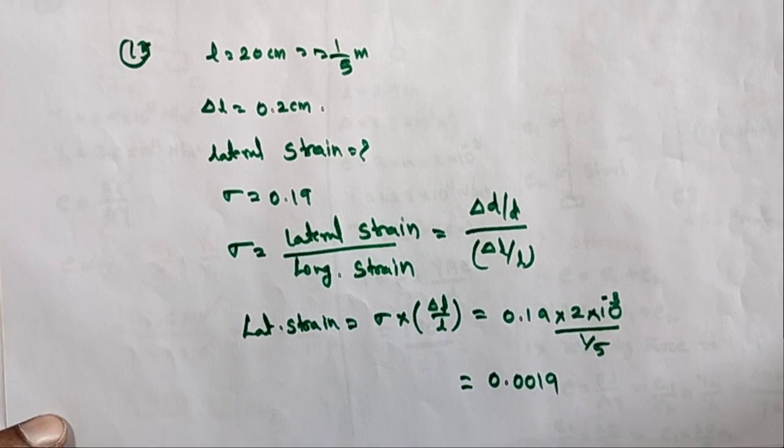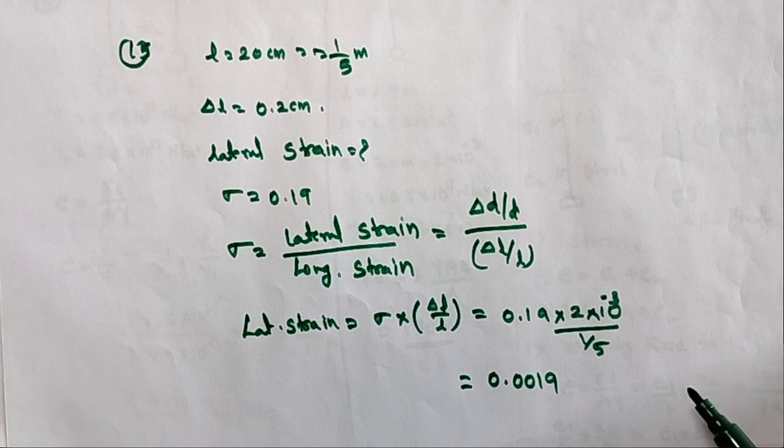0.0019. So this is the complete set of mechanical properties of solids textbook problems. Some are given with hints, so please practice these types of problems and get the answers. So this is the end of the mechanical properties of solids. Thank you one and all.